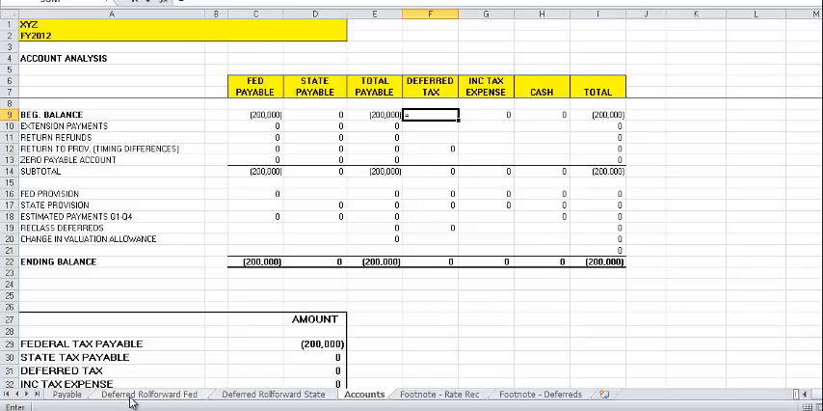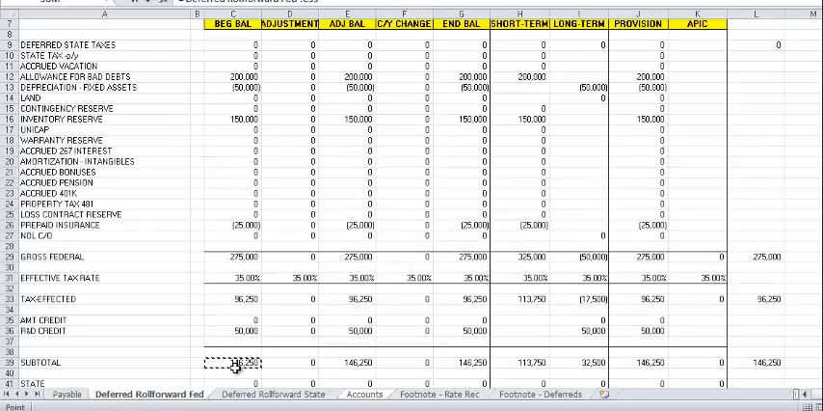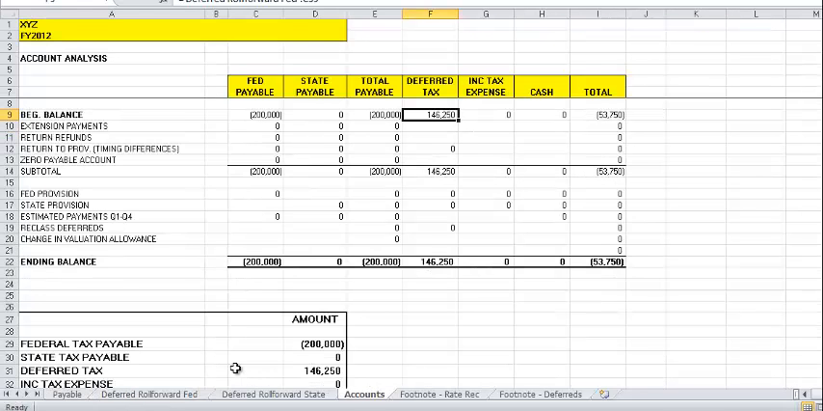Okay, so now my beginning of the year balance, because this is what I assumed I already calculated on my provision last year, was the $200,000 of payable, which I was told in the example, plus the $146,000 of DTAs that I've calculated.